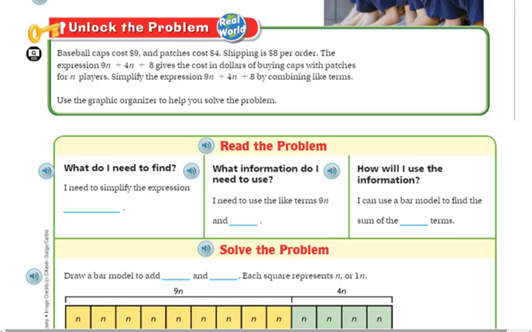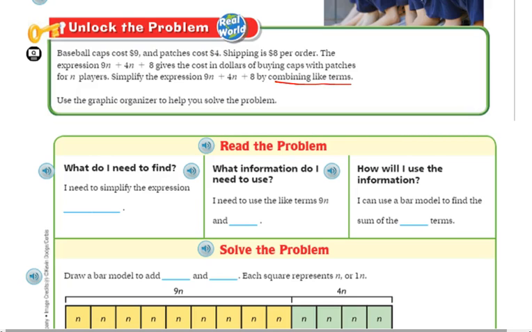Read as I read and follow along. Baseball caps cost $9 and patches cost $4. Shipping is $8 per order. The expression 9n plus 4n plus 8 gives the cost in dollars of buying caps with patches for n players. Simplify the expression 9n plus 4n plus 8 by combining like terms.